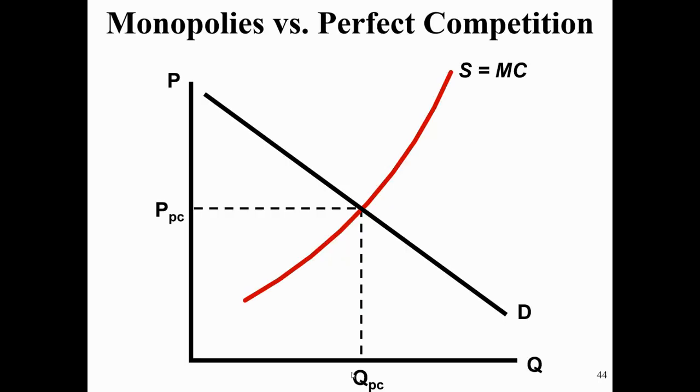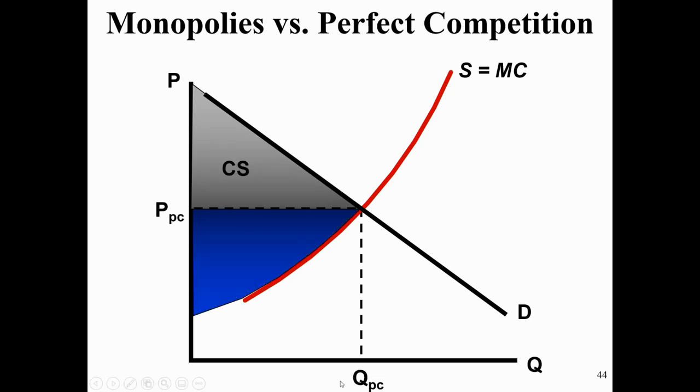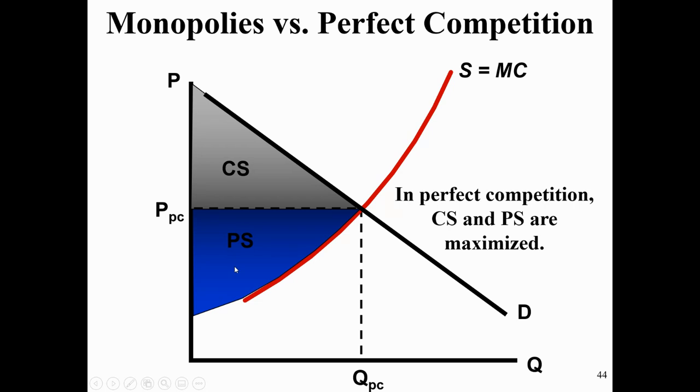So my question now is, are monopolies efficient? Let's talk a little bit about monopolies versus perfect competition. In perfect competition, when I produce this quantity and price of perfect competition, where my supply, which is equal to my marginal cost, and my demand meet is my equilibrium point. I have a consumer surplus, I have a producer surplus. In perfect competition, the consumer and producer surplus are maximized.